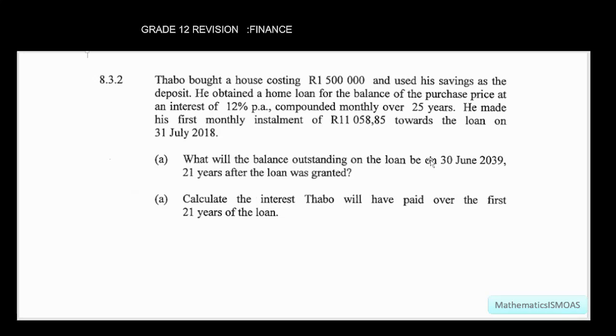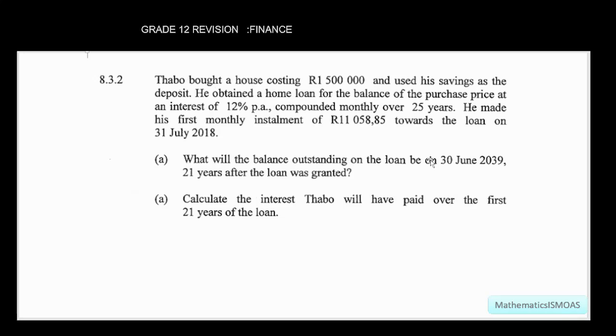Then they say he made his first monthly installment of R11,058.85. Therefore, we are dealing with regular repayments, and we are dealing with a present value annuity. His monthly installment of R11,058.85 towards the loan on 31 July 2018.